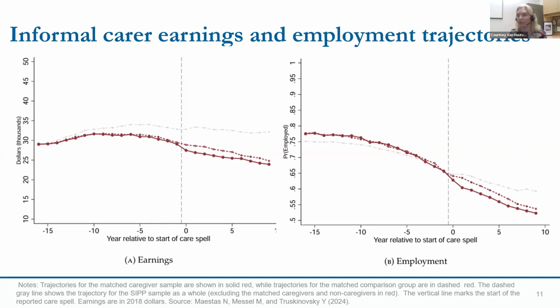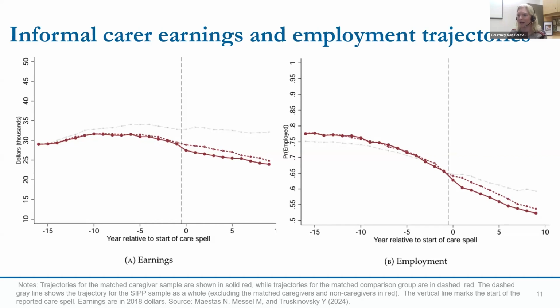And then after they start caregiving, you see immediate drops in earnings and immediate drops in labor force participation, on the magnitude of about, let me get this straight, about a 4 to 6% drop in earnings and about a 3 to 4% drop in labor force participation in the immediate year after the caregiving spell begins.